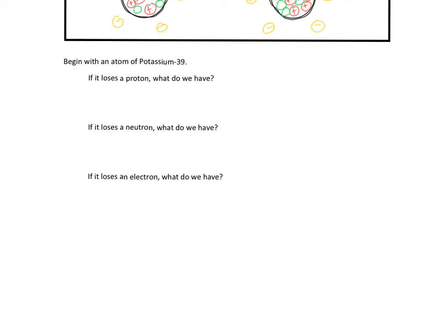Okay, so if I have an atom of potassium 39 and it loses a proton, what's going to happen? Well, if it loses a proton, it now no longer has 19 protons like potassium usually has. It now has 18. And if it has a different number of protons, it has a different atomic number. And if it has a different atomic number, it's now a new element. So now I have argon. And if it once was potassium 39, is my mass number going to change as I go down a proton? Yeah, it is. It's going to go down by 1. So I would have argon 38.